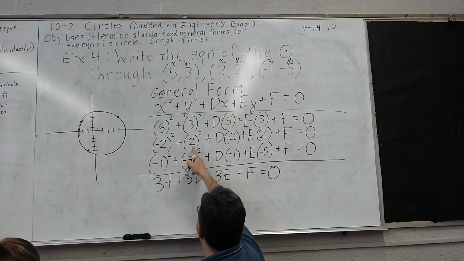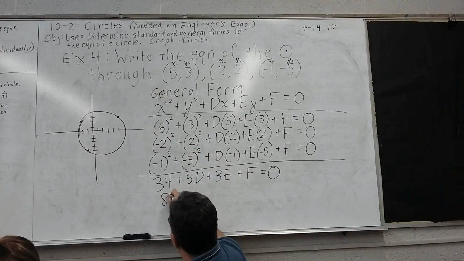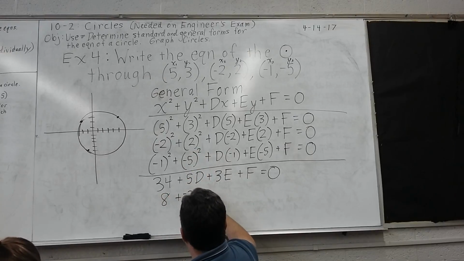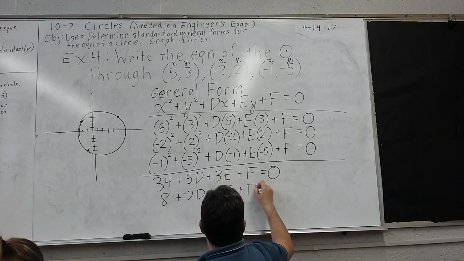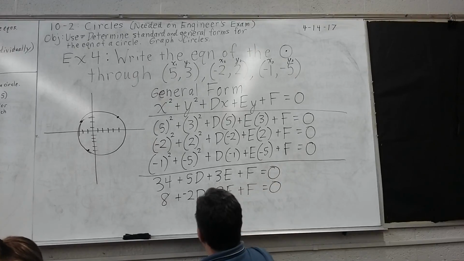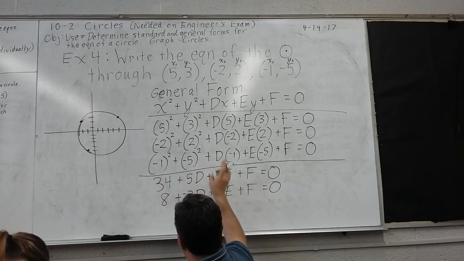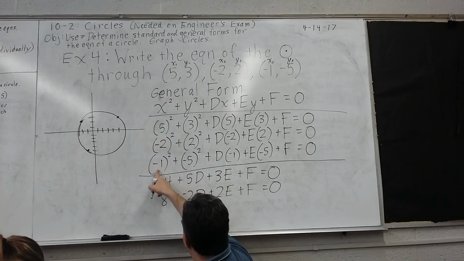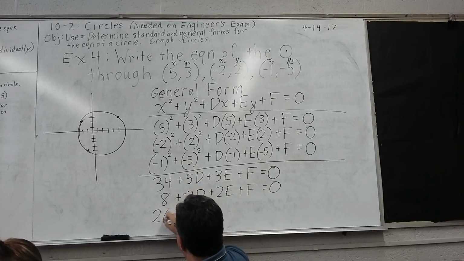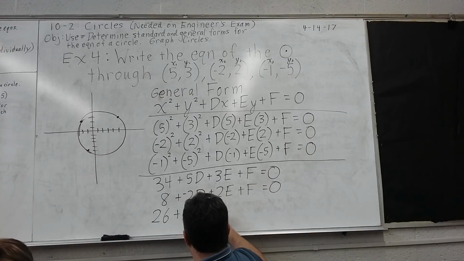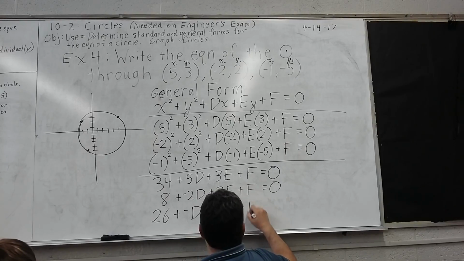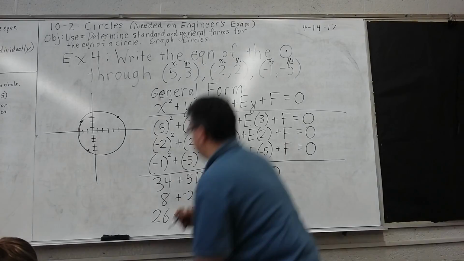And then 4 plus 4 is 8. So this is 8 plus negative 2D plus 2E plus F equals 0. Well, I'm saying you're going too fast. Yeah, let me finish this last one. I'll give you a chance to write the rest of it. 1 plus 25 is 26. So it's 26 plus D times negative 1 is negative D, plus negative 5E plus F equals 0.